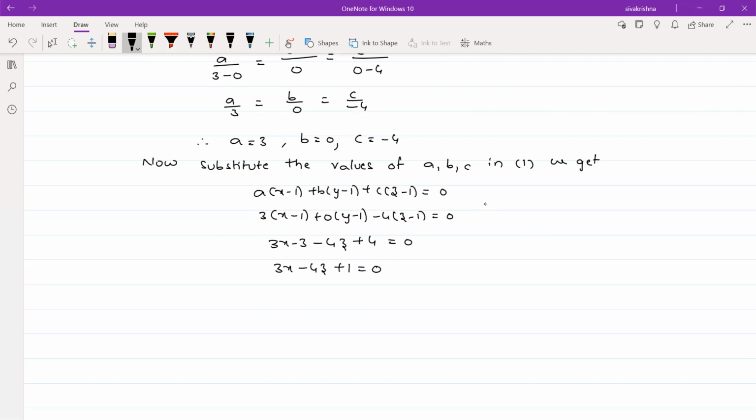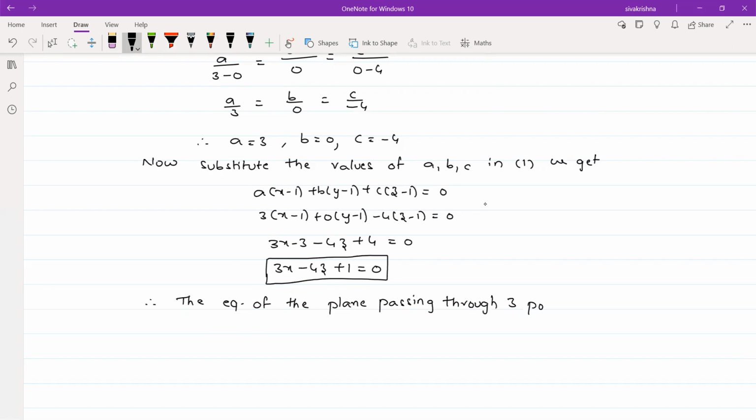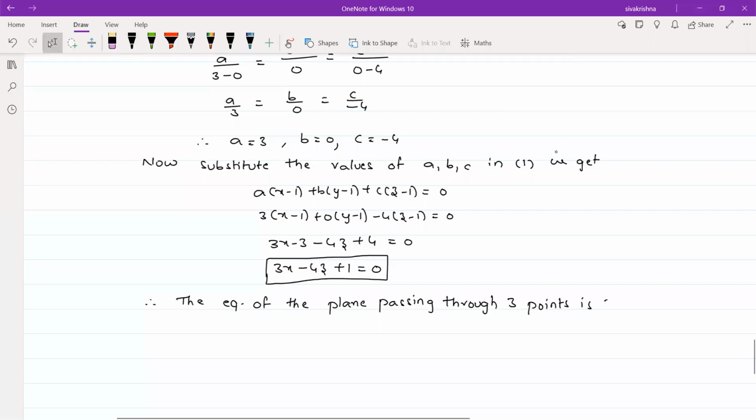So this is the required plane equation passing through 3 points. Okay, therefore the equation of the plane passing through 3 points is 3x minus 4z plus 1 is equal to 0.